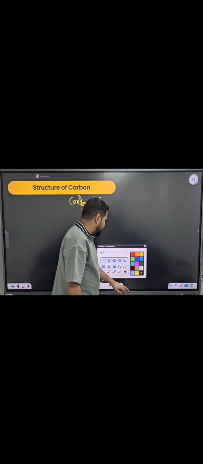Now, let's try to draw its structure. How exactly will I be drawing its structure, guys? Now, we'll get the idea. If I talk about its electronic configuration, in the first shell you will keep 2 electrons, in the second shell you will keep 4 electrons. Now try to draw its structure. So how many shells are there? 2 shells. This is shell number 1, for example, and this one will be shell number 2, right? So these 2 shells are present.